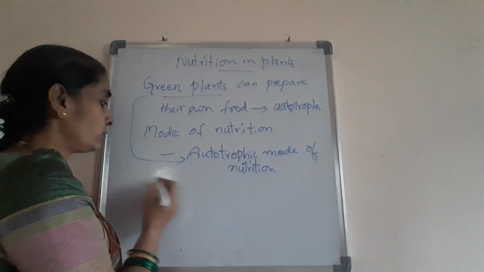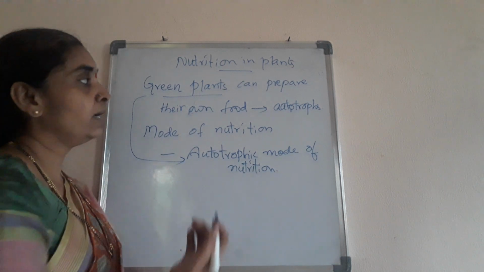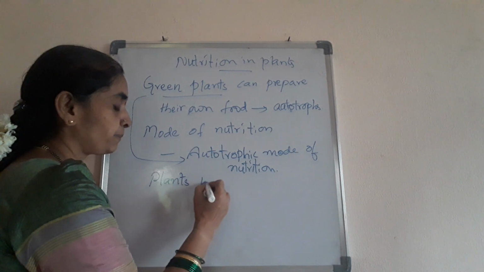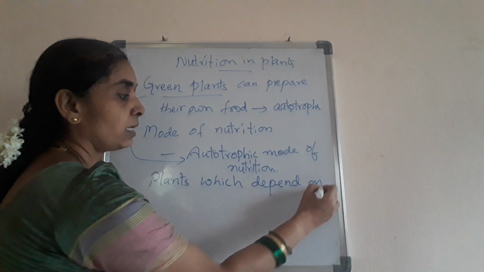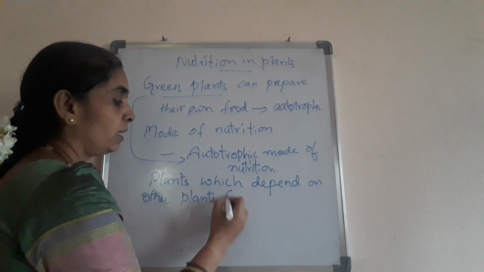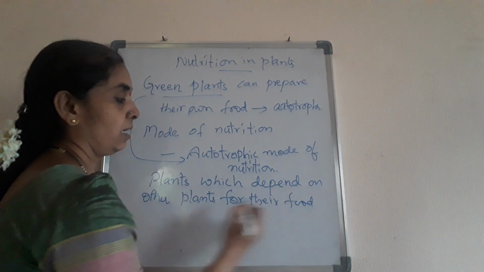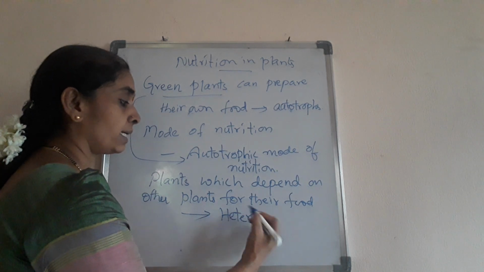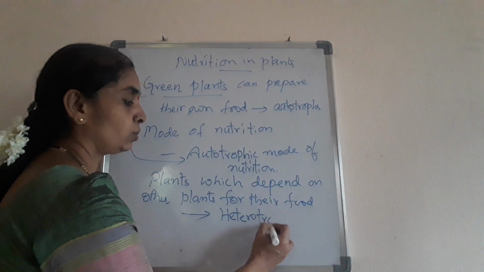So what about the other plants which depend on other plants for their food? The plants which depend on other plants for their food are called heterotrophs. Other plants or insects or animals, anything. So other organisms we can say, they are called heterotrophs.